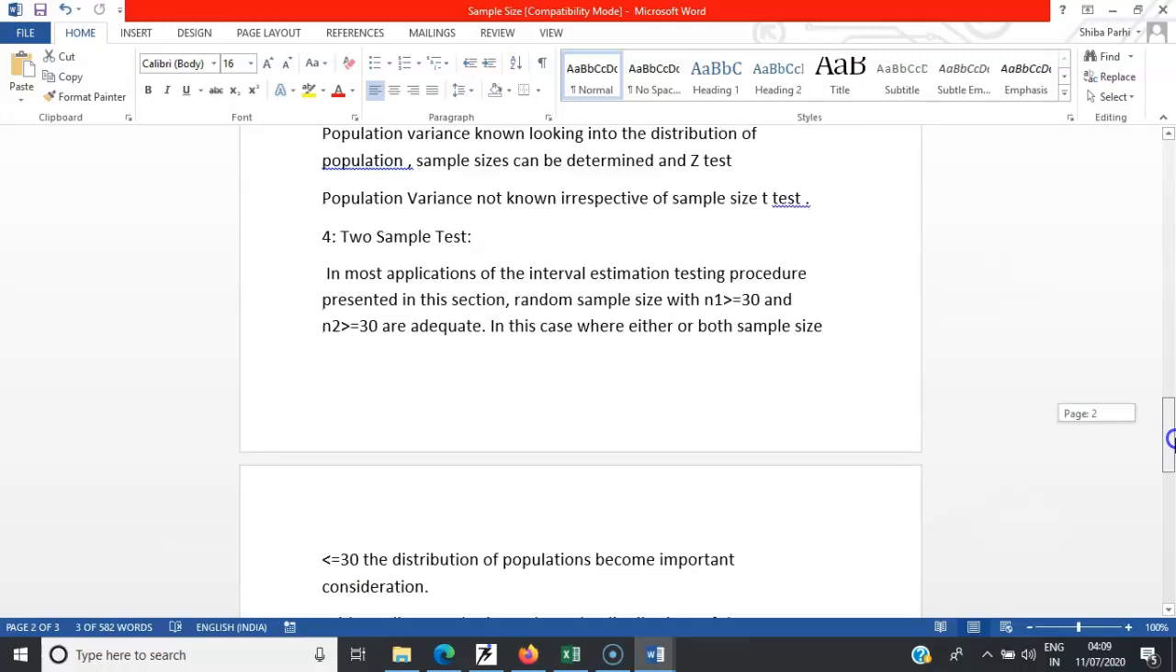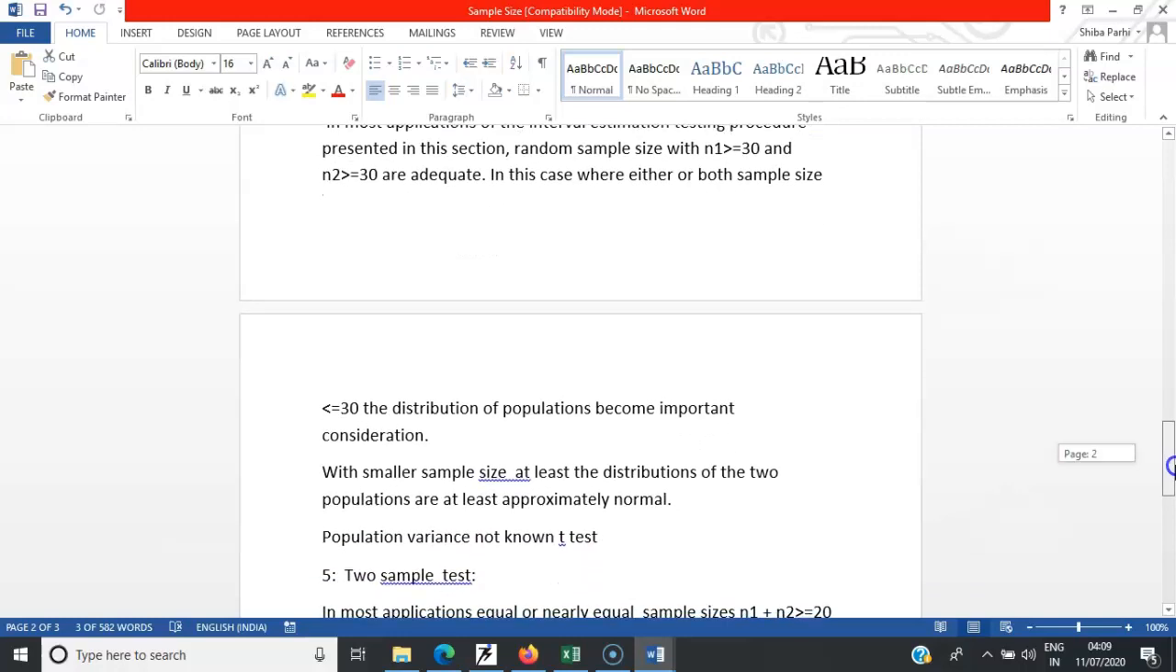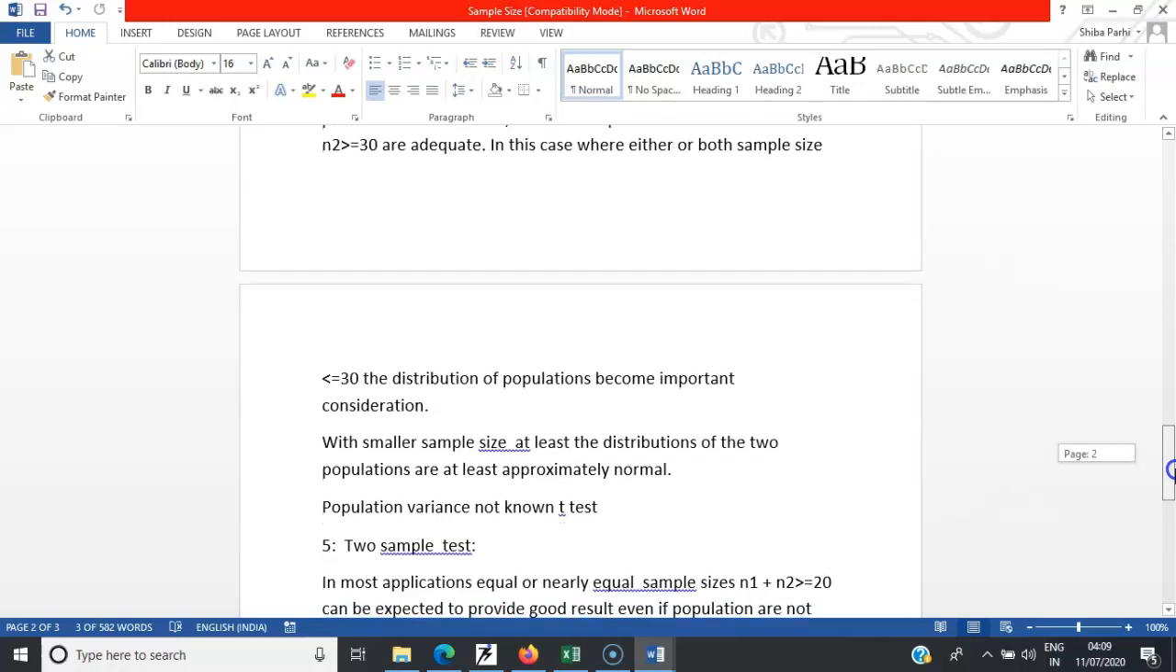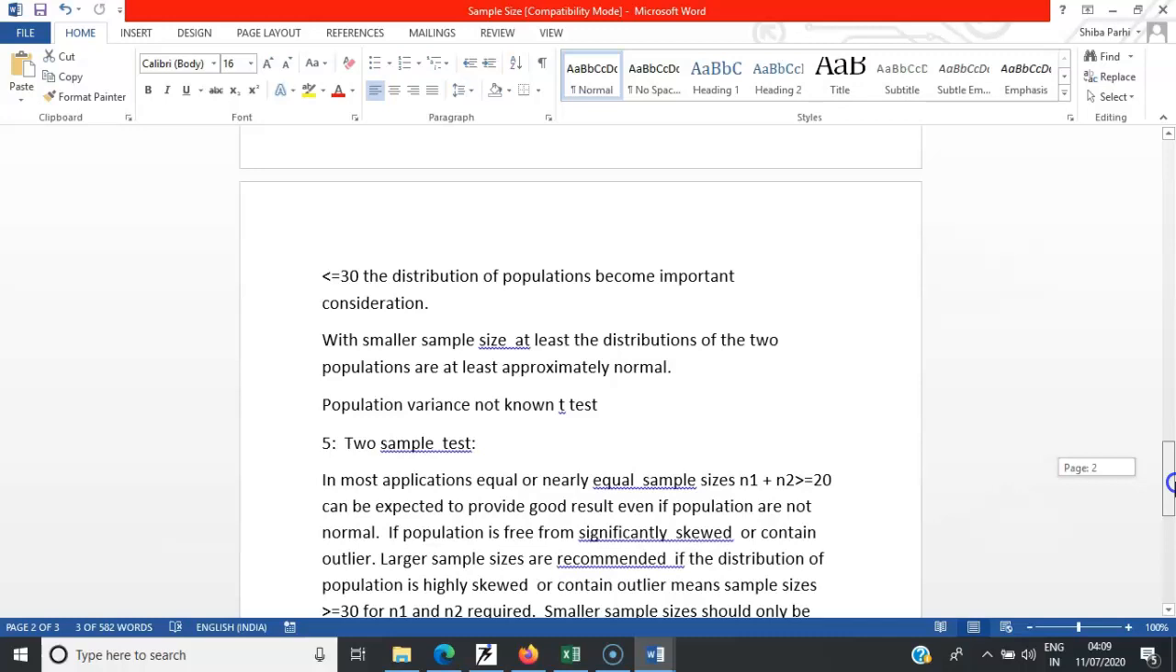So let us go to the two sample test. In most applications of the interval estimation and testing procedures presented in this section, random sample sizes n1 greater than 30 and n2 greater than 30 are adequate. In cases where either sample size is less than 30, the population distribution becomes an important consideration. With smaller sizes, the distributions of the two populations should be at least approximately normal. So if the two populations are normally distributed, then a smaller sample size can also work.